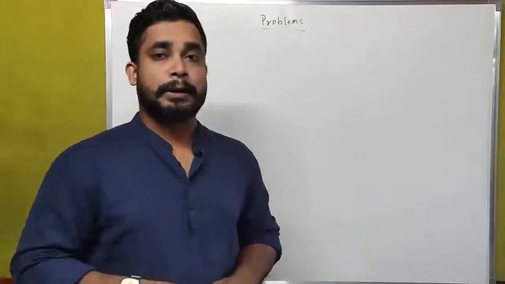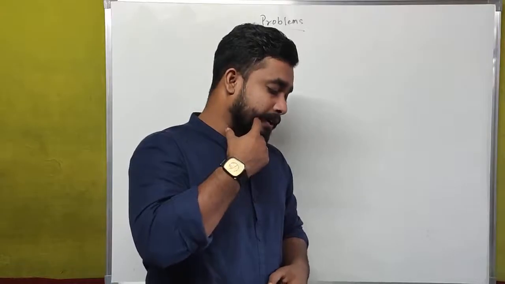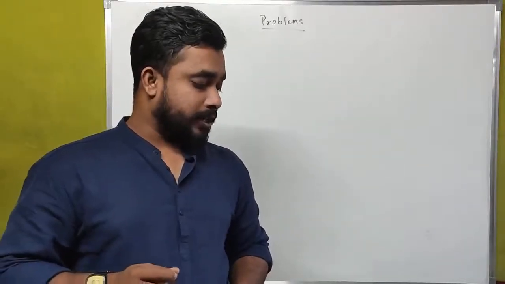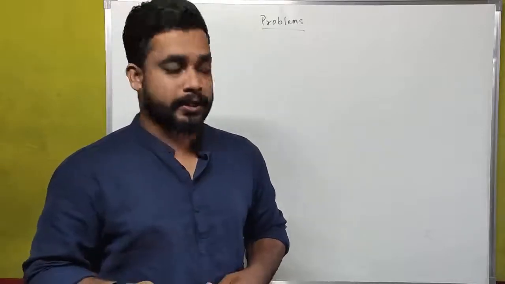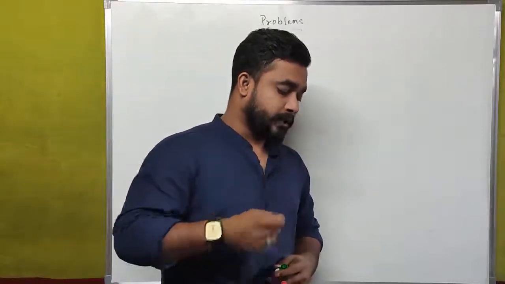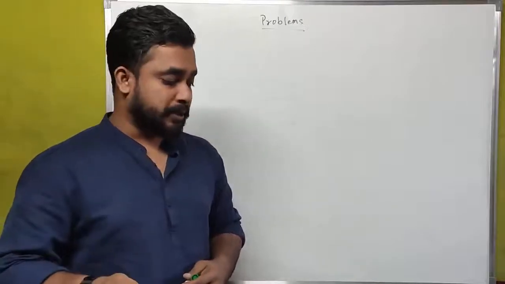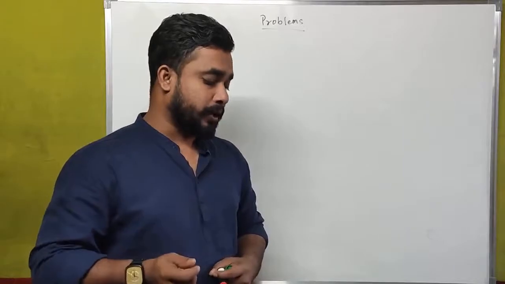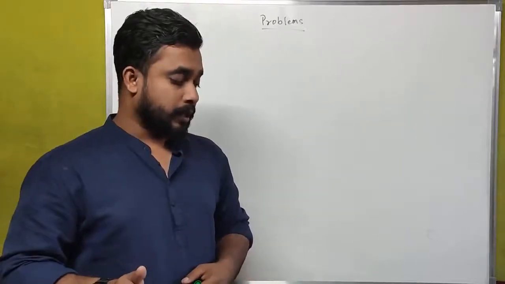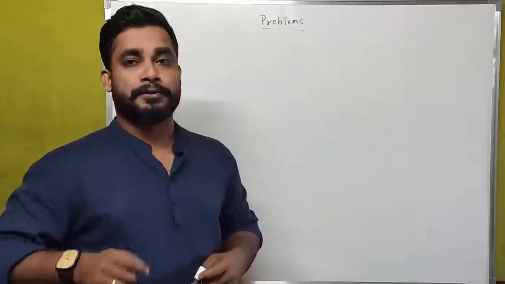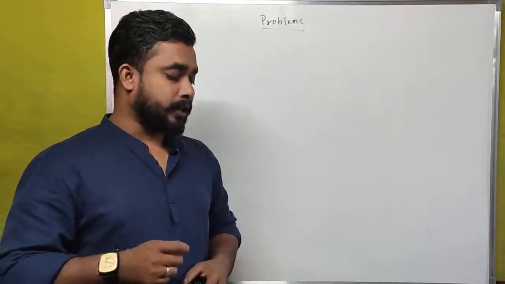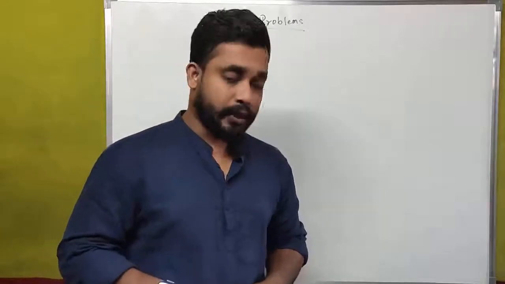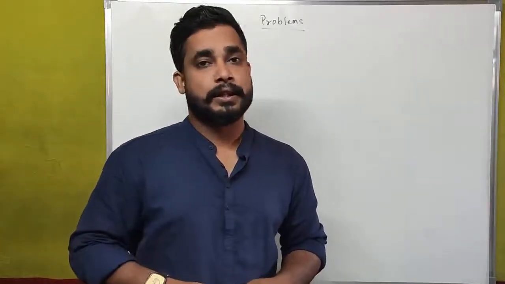Once again, I am going to explain the problem. In a Young's double slit experiment, the distance between the slits is 1 millimeter. The fringe width is found to be 0.6 millimeter. The screen is moved through a distance of 0.25 meter away from the slits. The fringe width becomes 0.75 millimeter. Find the wavelength of the light used. Here what we have to find is the value of the wavelength, that is lambda.